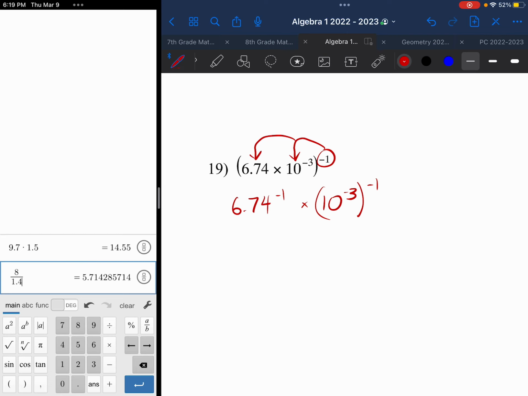I'm going to deal with that 10 first because I just want to. A power to a power means you multiply. Multiplying a negative times a negative is a positive. This is 10 to the power of positive, I was about to say 4. I don't know why I was thinking 4, but it's positive 3. 3 times 1 is 3.